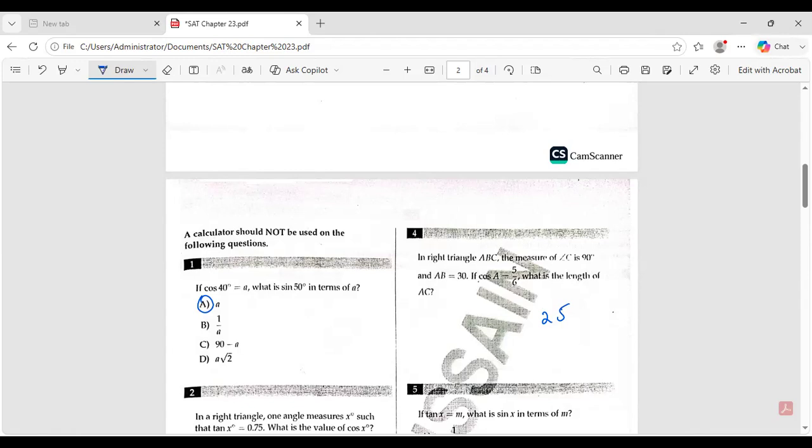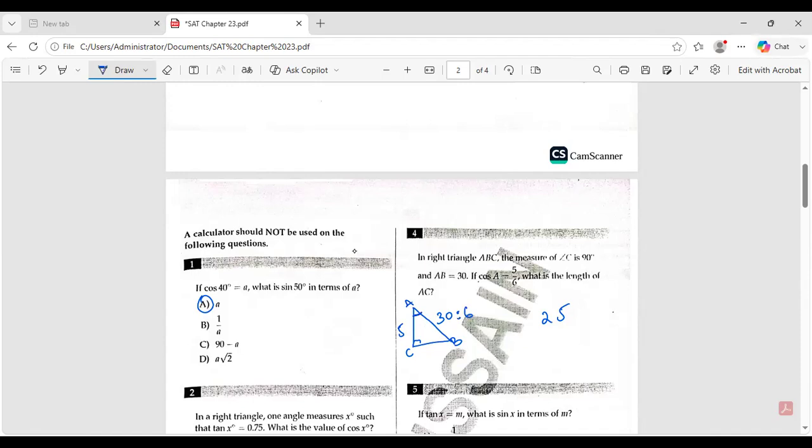So the question is: in a right triangle ABC, the measure of angle C is 90 degrees. This angle is C, and therefore this has to be A, and this is CB. So AB is 30, and cos A is 5 is to 6. Cos means adjacent over hypotenuse, so the adjacent is 5 and the hypotenuse is 6.